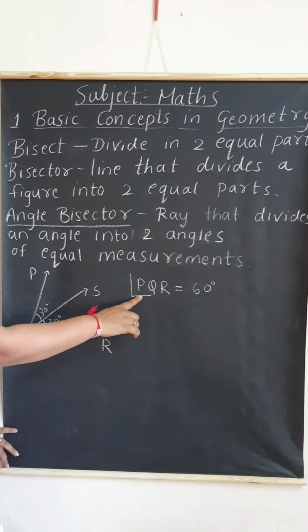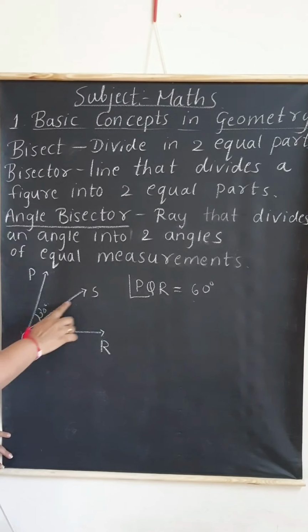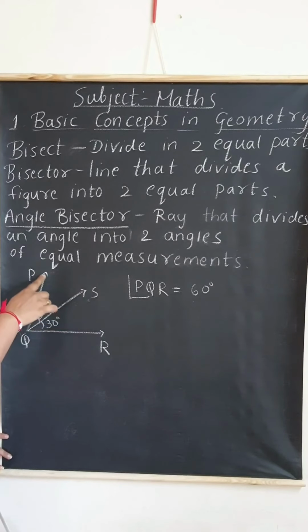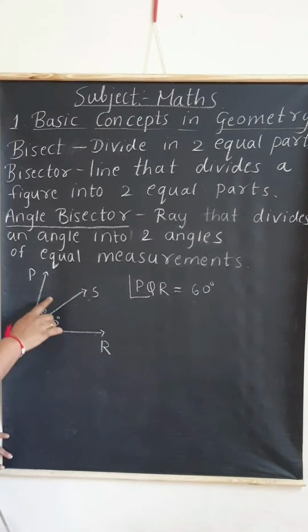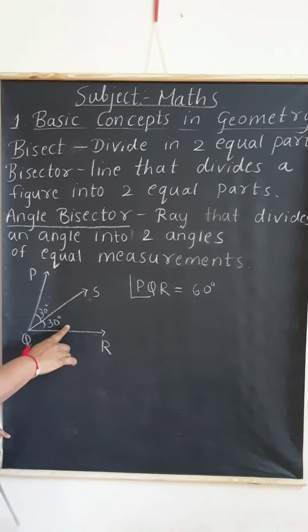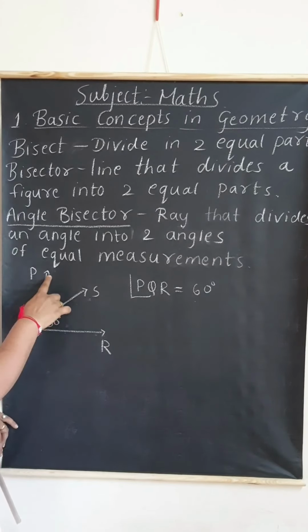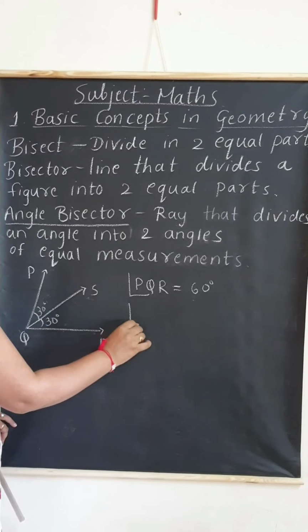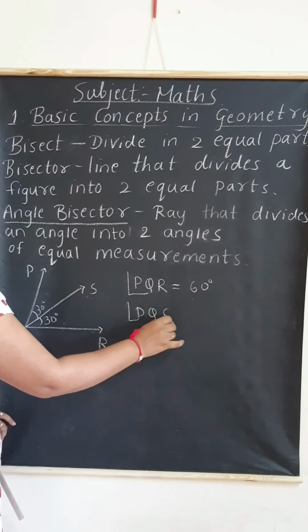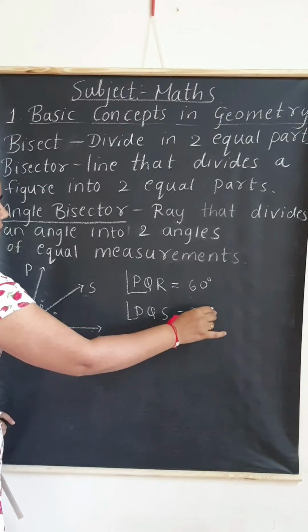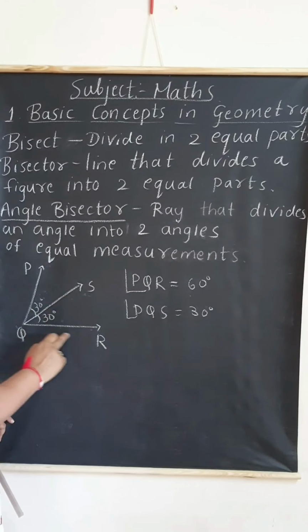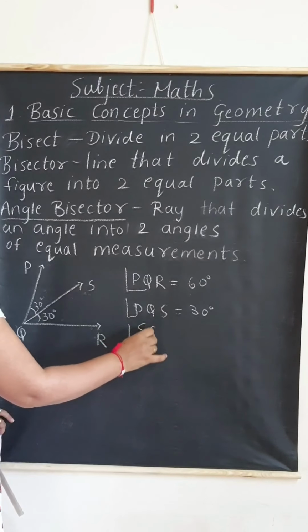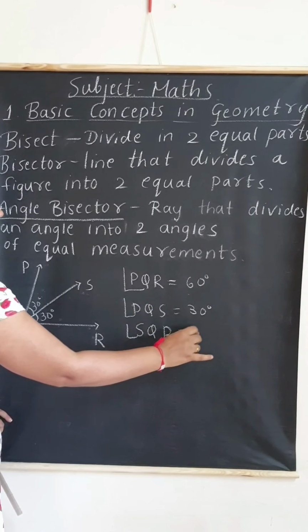Means PQR is the whole angle and QS is the angle bisector that is dividing PQR into two equal angles. Which are those two equal angles formed here? Angle PQS, which is equal to 30 degree, and angle SQR, which is equal to 30 degree again.